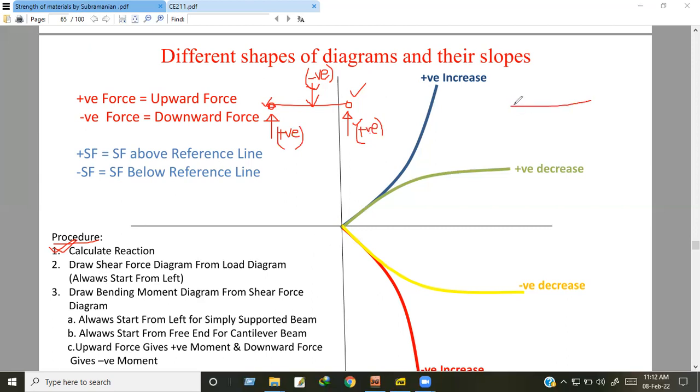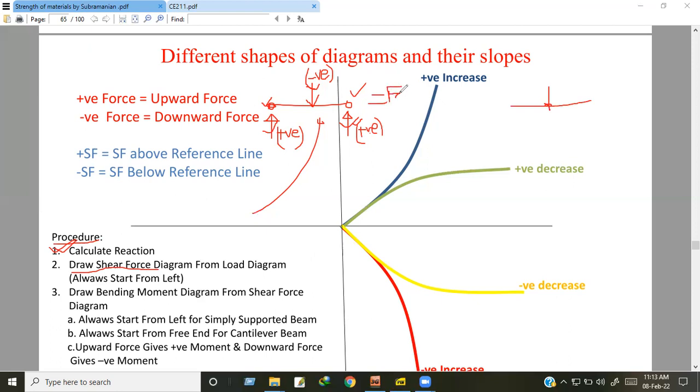If I give a load here, as shown in this figure, after the application of load, first we calculate this reaction force and this reaction force. After calculating the reaction force, we draw the shear force diagram using this force diagram.